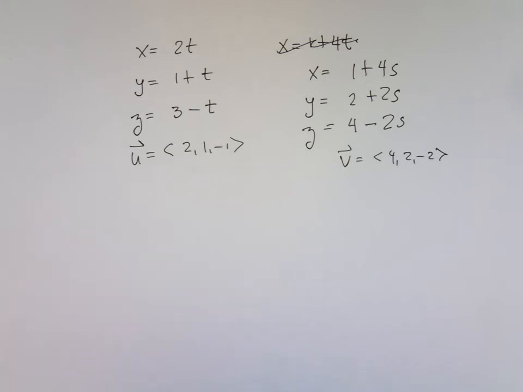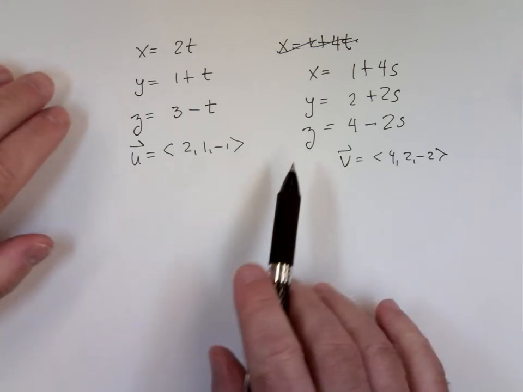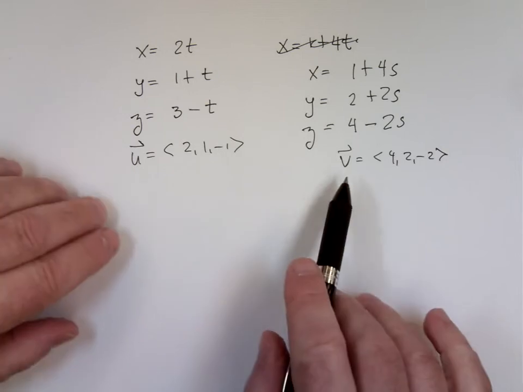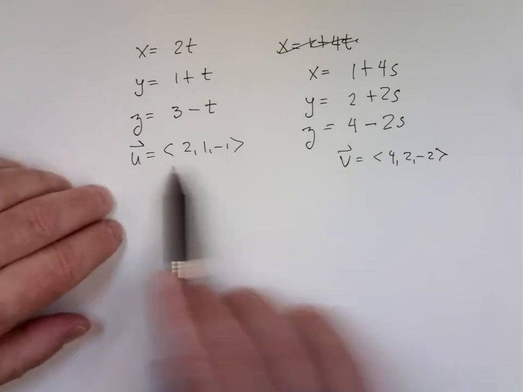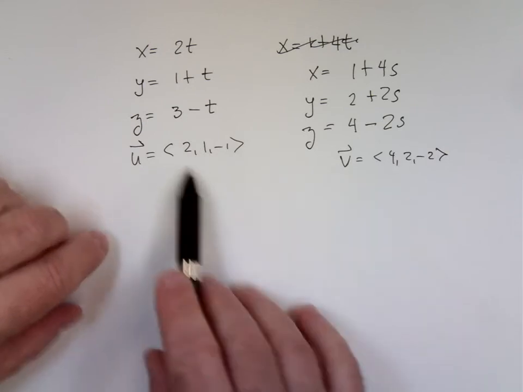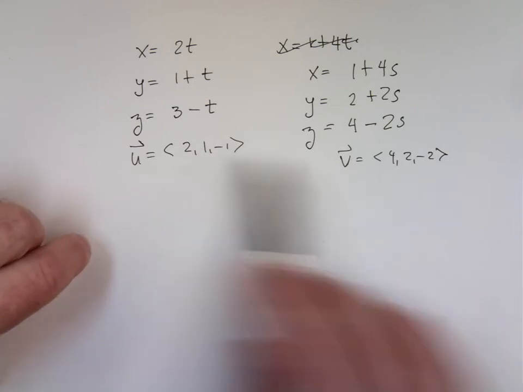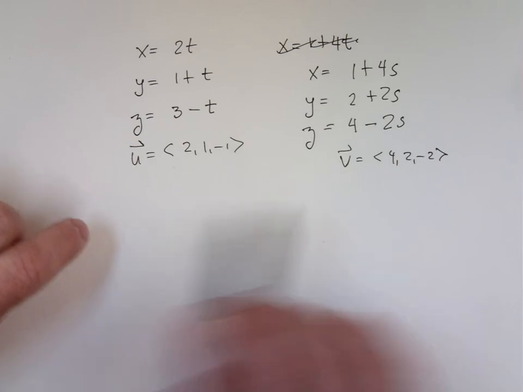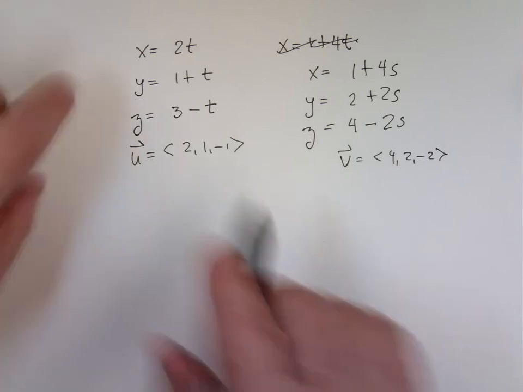Okay? So if we get to this point and we see they're a multiple of each other, this should be the first thing we check. Yes, that's the first thing to check. That tells you parallel or the same. And if this is not a constant multiple of that, then they're either skew or intersecting. So, okay, we know they're parallel or the same.